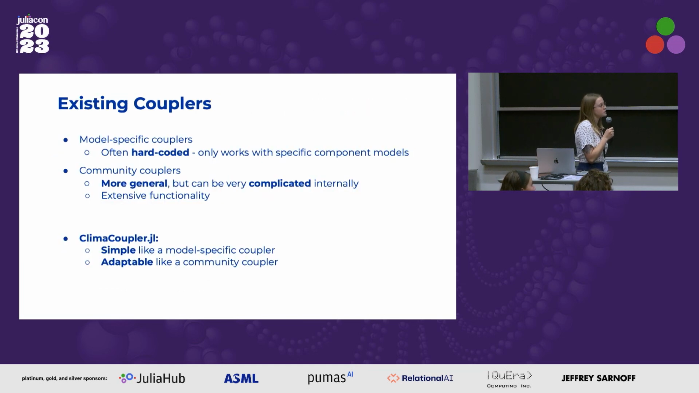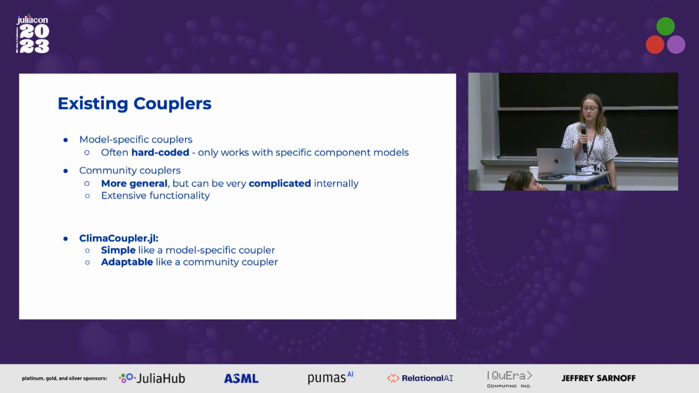So I'm going to discuss a little bit about existing couplers and what we're hoping to achieve with our coupler. There are two main types of existing couplers in use today. The first are model-specific couplers, which are often written with a specific component model in mind. Because of this specificity, they can be a little bit more hard-coded, just because they're designed with a specific model as the end goal.